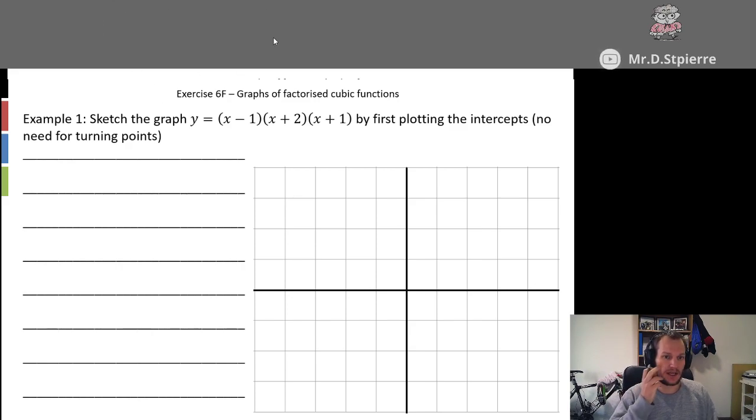So we're looking at graphs of factorized cubic functions. In exercise 6e, we already looked at graphing functions that look like this: a(x minus h) all cubed plus k, where a is our dilation, h is our horizontal translation, and k is our vertical translation. And so we've done that.